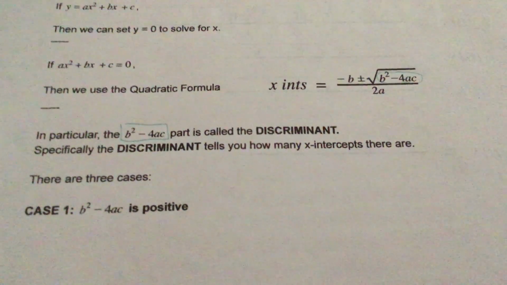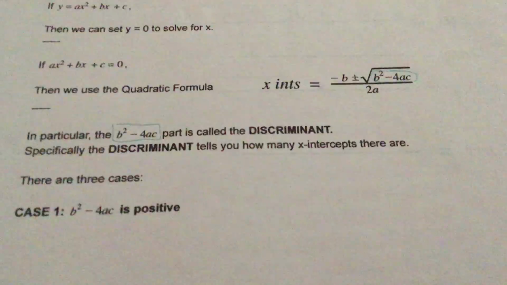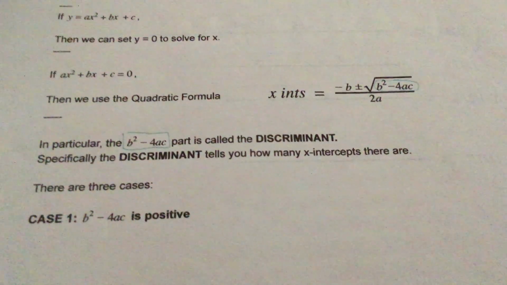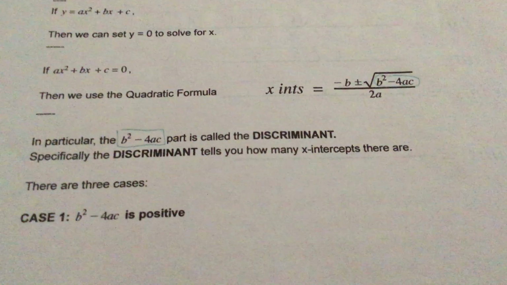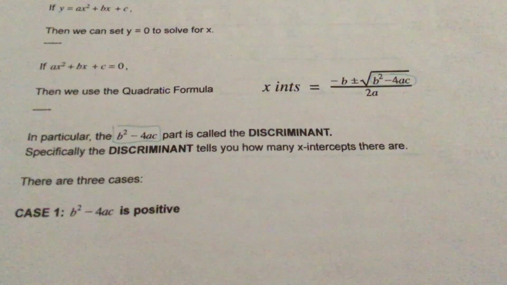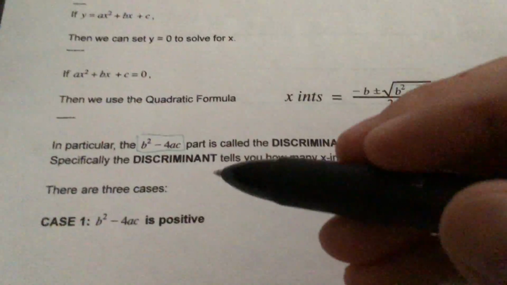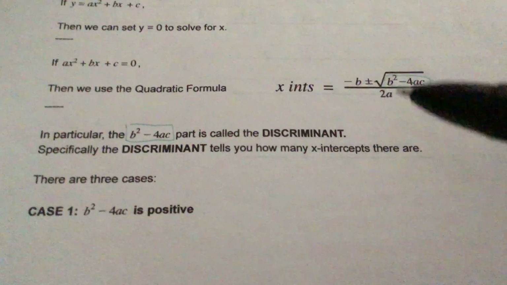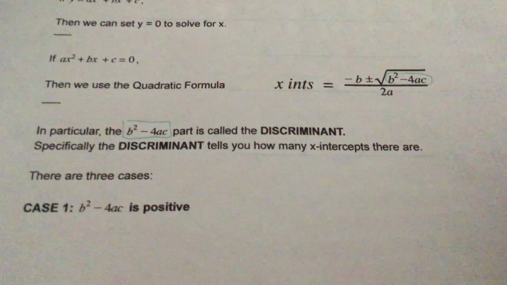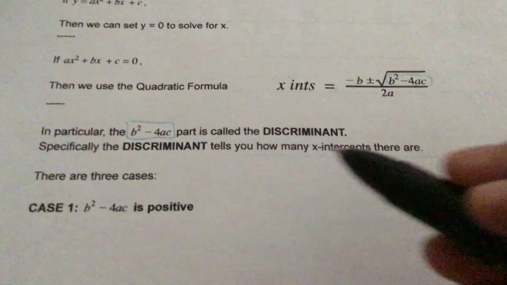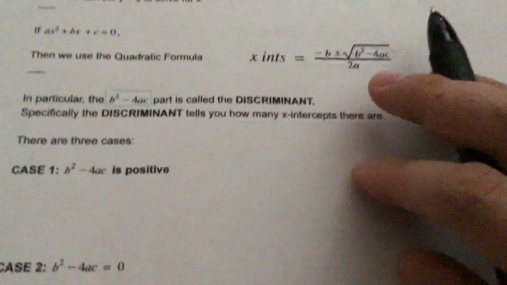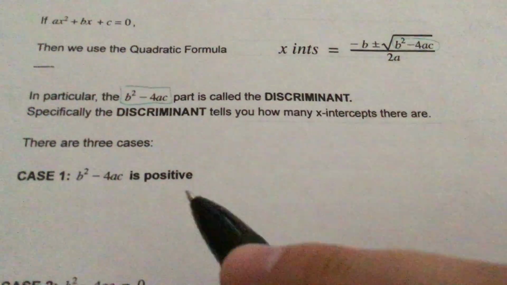So now that we've acknowledged the elephant in the room, b squared minus 4ac is called the discriminant. So what's so important about b squared minus 4ac? The b squared minus 4ac tells you how many solutions there are. I will repeat that. The discriminant tells you how many x-intercepts there are. So let me put it to you this way.